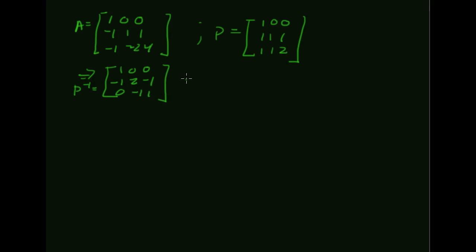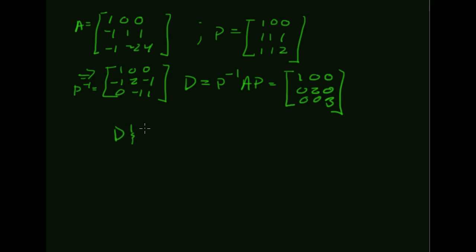And you can check this: if I let D equal P inverse AP, I'm going to get a diagonal matrix, which is 1, 0, 0, 0, 2, 0, 0, 0, 3. So I now know that the eigenvalues of both D and A are lambda 1 equals 1, lambda 2 equals 2, and lambda 3 equals 3, because the values on the diagonal of a diagonal matrix are the eigenvalues of that matrix.